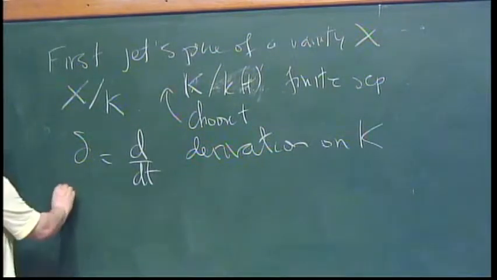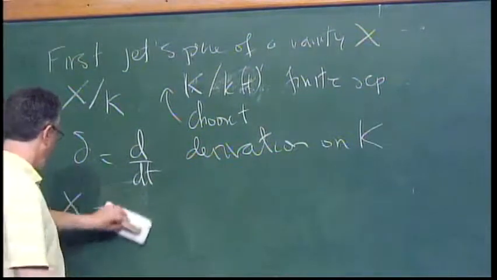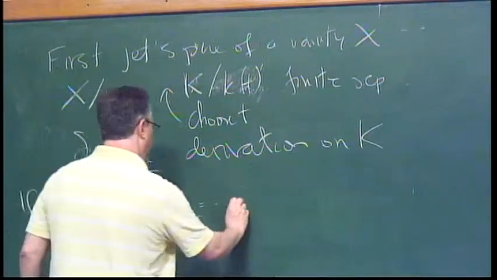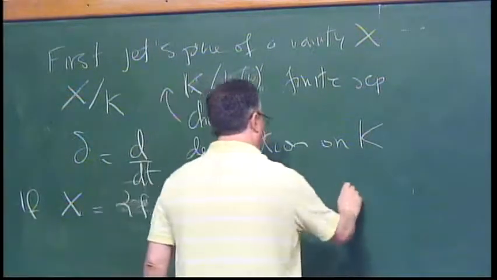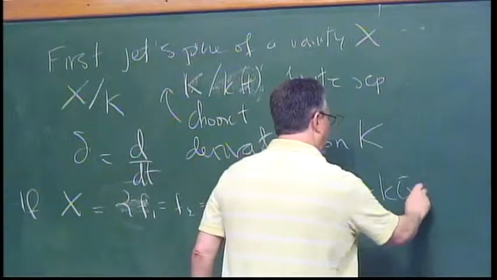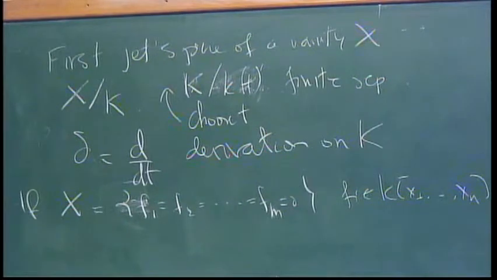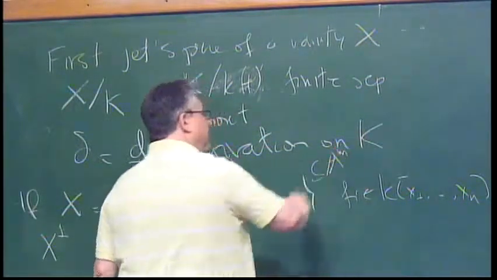So if X is affine, it is a zero set, so we're just going to write it as f1, f2, ..., fm equals 0, where the fi are, let's say, polynomials in x1, ..., xn. So this is an affine variety defined by the common vanishing of a set of polynomials. So this is inside A^n, n-dimensional affine space.